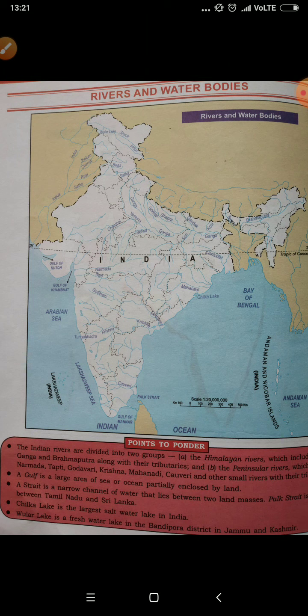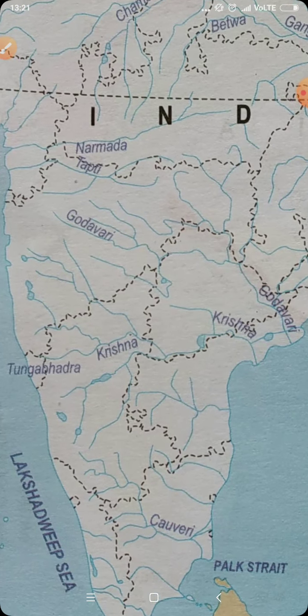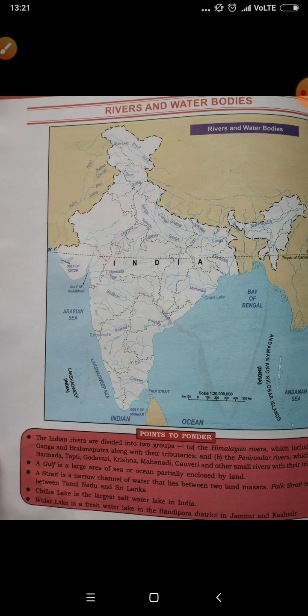Here we have to keep in mind the Indian rivers are divided into two groups: the Himalayan rivers, which include Indus, Ganga, Brahmaputra, and along the rivers their tributaries. The peninsular rivers are also there, which include Narmada, Tapti, Godavari, Krishna, Mahanadi, Kaveri. All this I have shown you. These are here. So all this you have to label carefully, with small rivers and their tributaries.